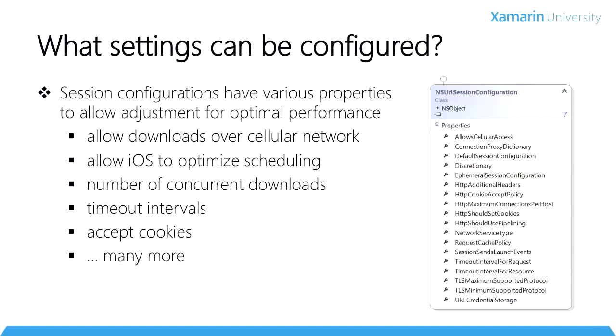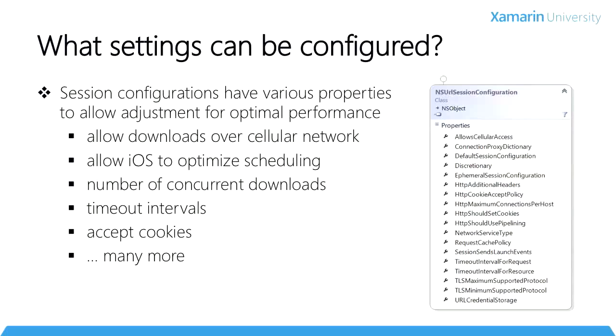Then we have the discretionary property. That will allow iOS to schedule the start of the file transfer. It means that iOS might wait until the device is plugged into power or it has Wi-Fi reception. That's very useful if you transfer large files with a lower priority. Please note, this property is only evaluated if the transfer was started while the app is in the foreground. You can also start transfers while your app is already in the background. In that case, the discretionary property will be ignored and it will be assumed to be true.